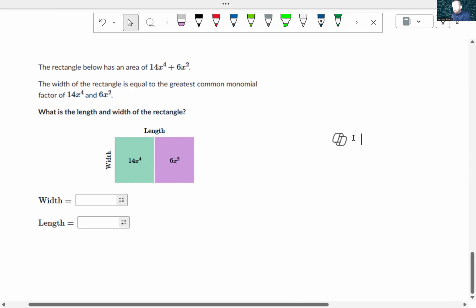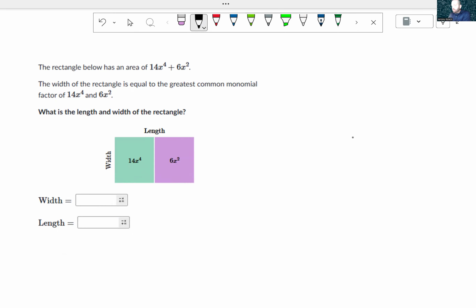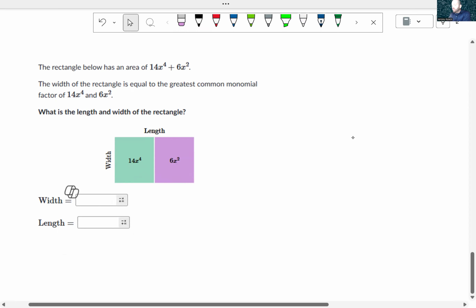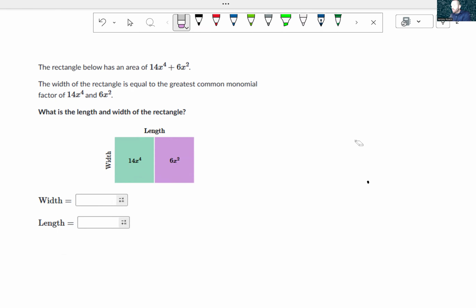All right, so it says the width of this rectangle is equal to the greatest common monomial factor. So this is going to be our greatest common factor. That number goes there, and then we write what's left over on the length. So the same basic idea as the last problem we did, but it's just in a different format. So this would be like everything equals 14x to the fourth plus 6x squared. So our greatest common factor for our variable terms is x squared. And it looks like we can just factor out a 2 for the coefficient.